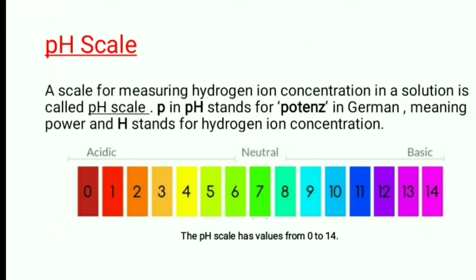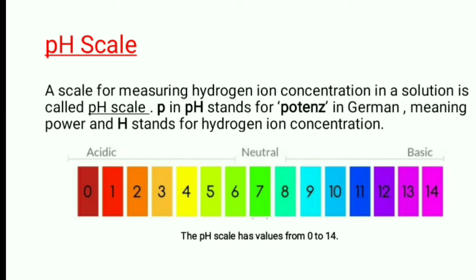Now students, next if we talk about the pH scale. pH. P stands for potenz in German, meaning power, and H stands for hydrogen ion concentration. These types of questions can be asked in the form of MCQs. Be careful. P for potenz, meaning power, and H means hydrogen ion concentration.